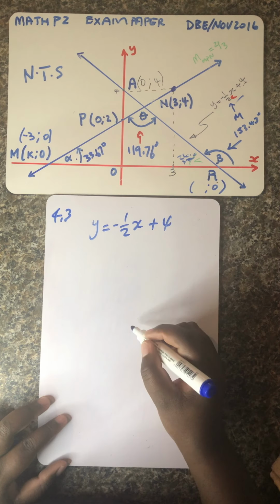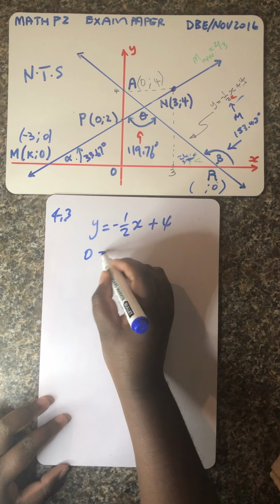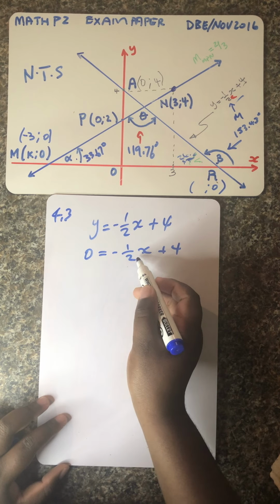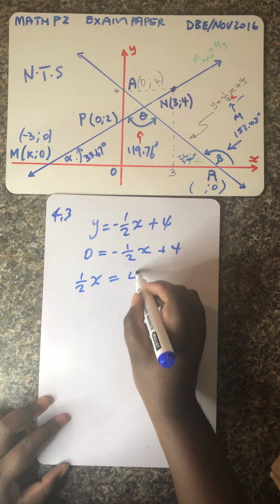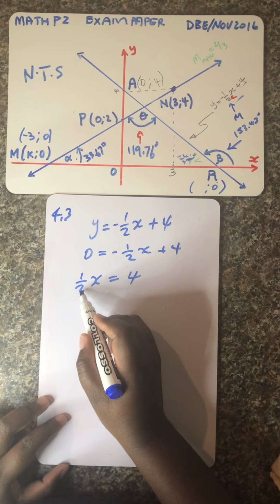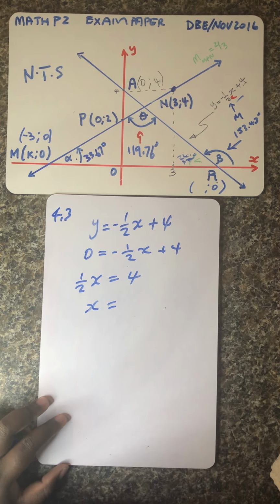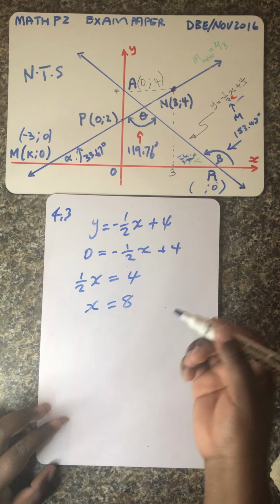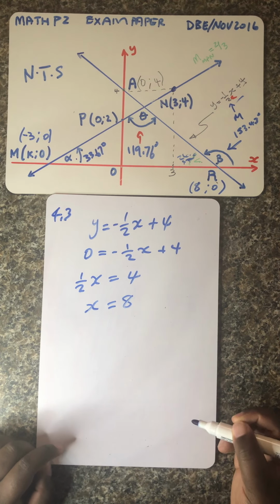We use -1/2x plus 4. We know at that point our y value is equal to 0, so we can equate this to 0. Let's move this to that side, it becomes 1 over 2. We are basically solving for x, guys, nothing complicated. Now we can cross multiply or divide by half, then you remain with x. 4 divided by half is equal to 8. You can just punch it on a calculator. It's as easy as that. So that means the x coordinate there is equal to 8.